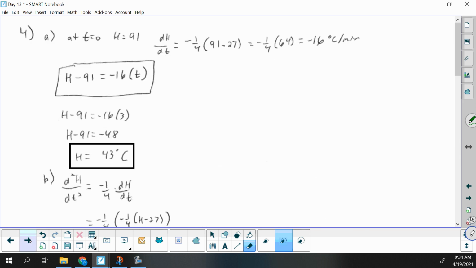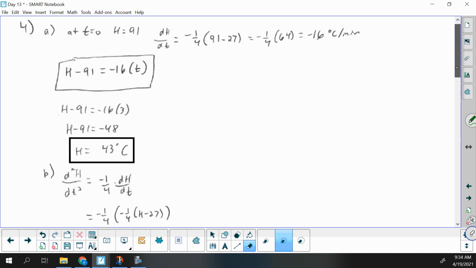And moving over to 4, they told us our initial point was 0, 91. So sub the 91 in for h, and that'll give us that dh over dt at t equals 0 is -16. Then we'll do our equation of the tangent line. h minus 91 equals -16 times t minus 0, but the 0 you don't need to worry about. We sub in 3 because we wanted to know at t equals 3, and we get 48 degrees. Make sure you put Celsius on there.